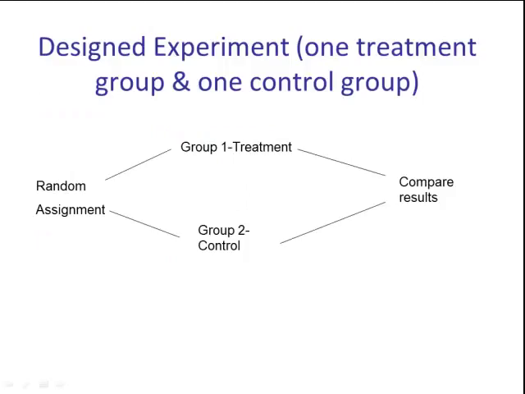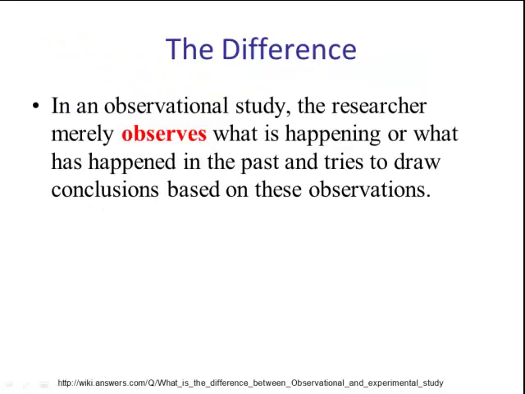So here is a visual of a design experiment. We have a random assignment. One group gets the treatment, another group called the control gets a placebo, and what you are going to do is compare the results at the end. So everything is kept the same between these two groups, except one gets a treatment and the control gets a placebo. So let's look at the difference between an observational study and a design experiment.